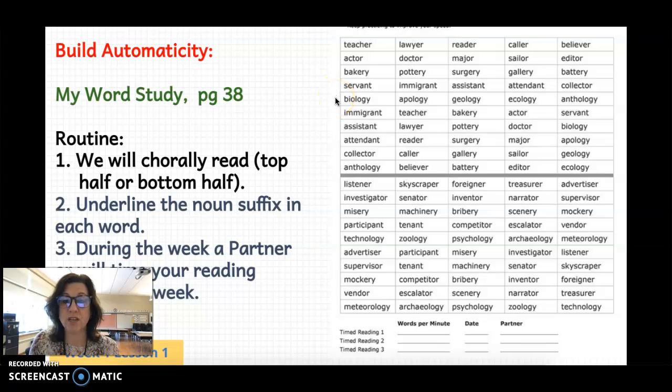biology, apology, geology, ecology, anthology, immigrant, teacher, bakery, actor, servant, assistant, lawyer, pottery, doctor, biology, attendant, reader, surgery, major, apology, collector, caller, gallery, sailor, geology, anthology, believer, battery, editor, ecology.